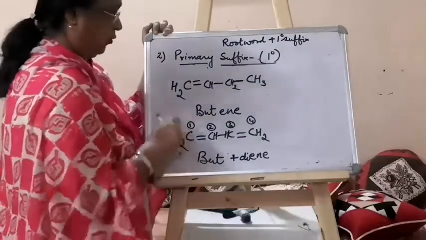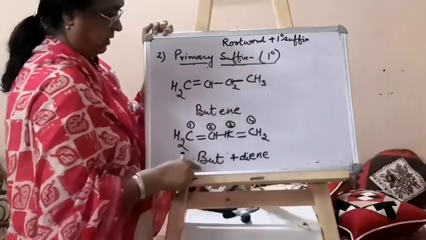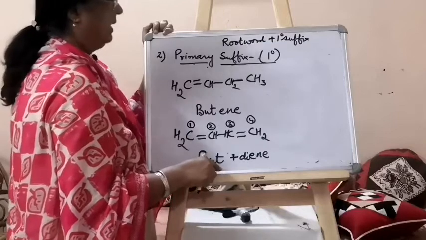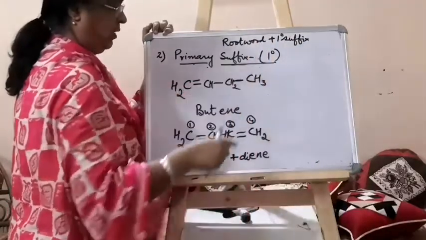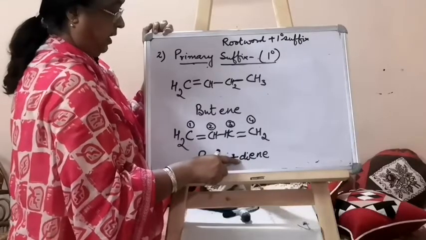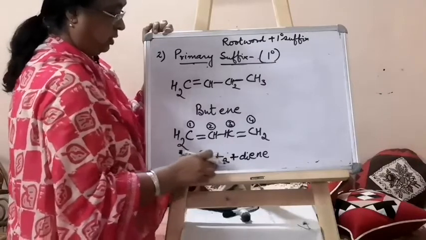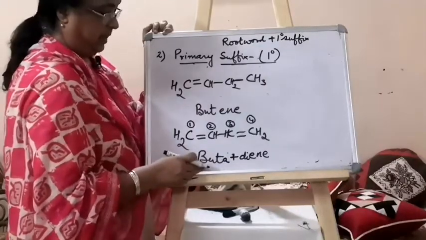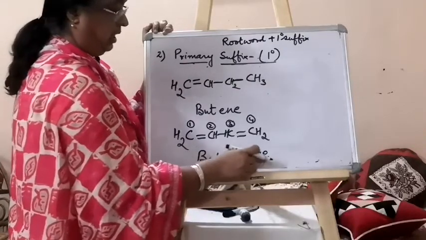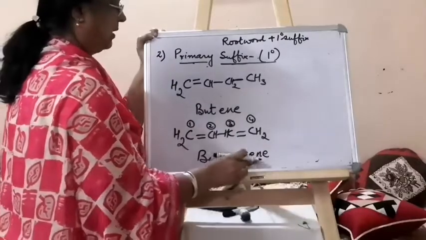Now you just see the rule I told you. If the root word is ending with a consonant, you can see the root word is ending with a consonant. T is a consonant. And the primary suffix is beginning with a consonant. Then a will be added to the root word. A vowel, a, will be added to the root word. Butadiene. Still you do not know where this double bond is.